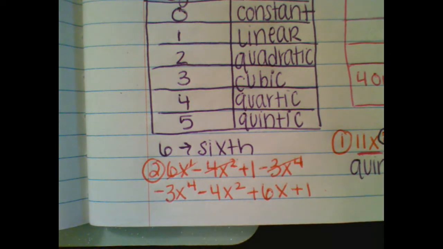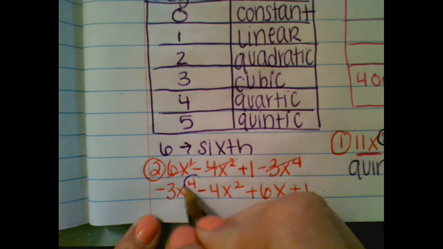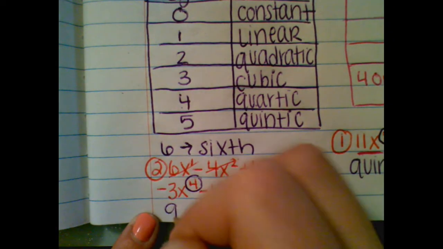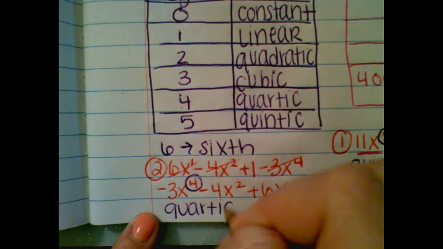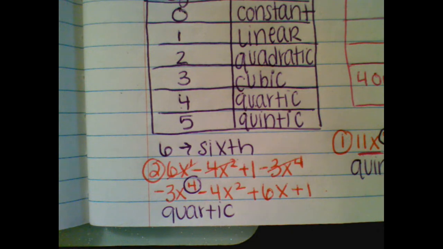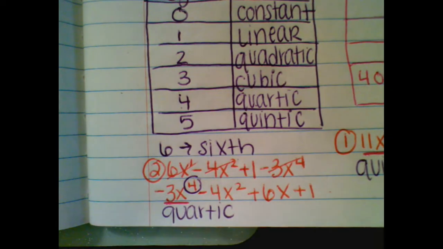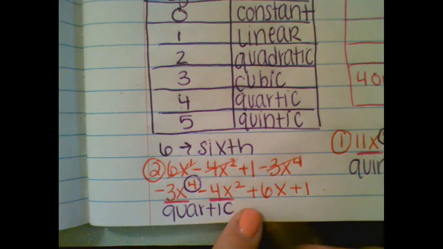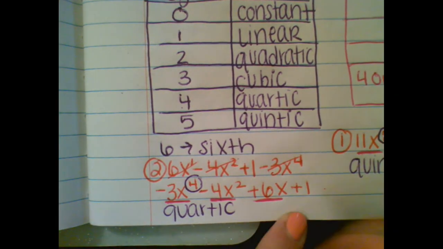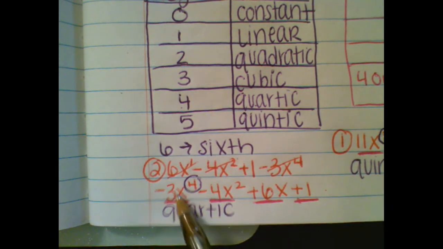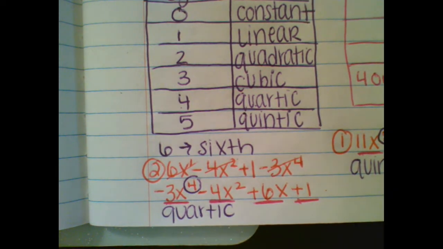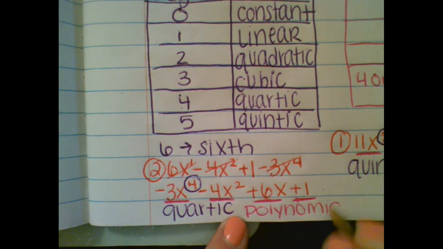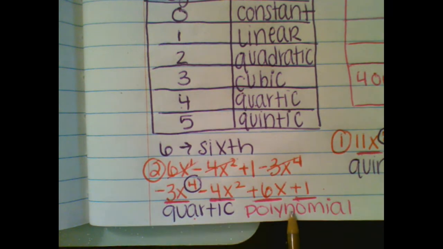So now if I look at my largest degree, it's 4. So if I look at my list, that's quartic. So this is called quartic. And then I look at my terms. Now this one's a little different. I have this term, the negative 3x to the 4th. This term, minus 4x squared, plus 6x, plus 1. So that's 1, 2, 3, 4 things. So that's 4 or more. So that would be called a polynomial. So for our example 2, we would name this a quartic polynomial.